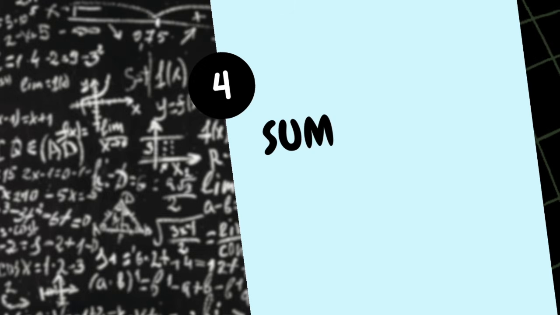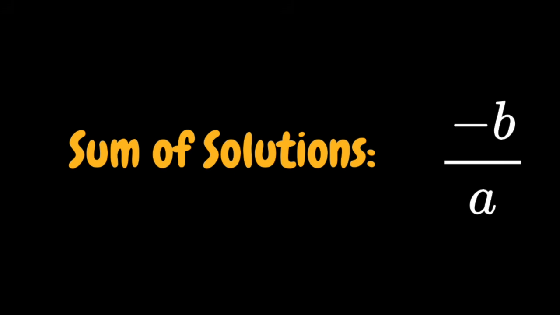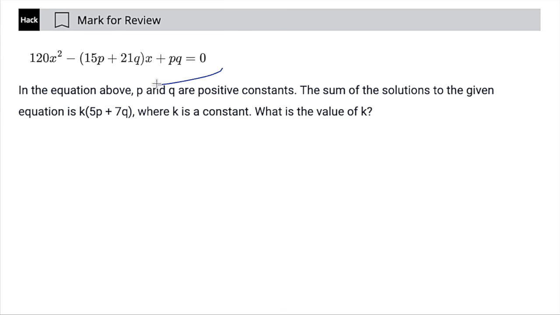And speaking of negative b over 2a, you're also going to want to memorize negative b over a, which is the sum of solutions. If we look at this, you might have nightmares later on because what the heck is going on? But then if you look at this and you know that negative b over a is our sum of solutions, it becomes a lot easier.